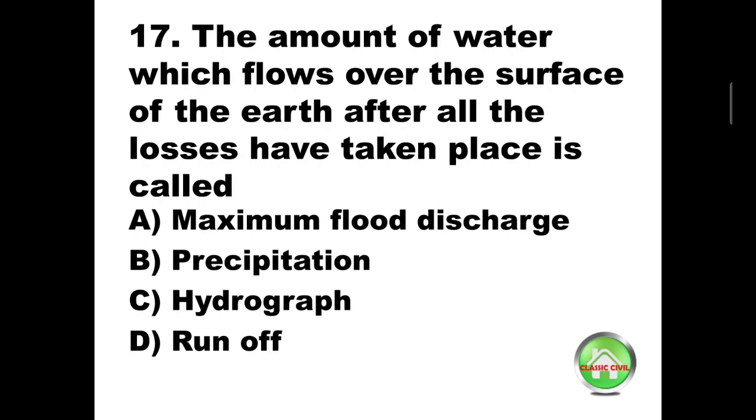Question number 17. The amount of water which flows over the surface of Earth after all the losses have taken place is called: option A, maximum flood discharge; option B, precipitation; option C, hydrograph; option D, runoff. Answer is option D, runoff.